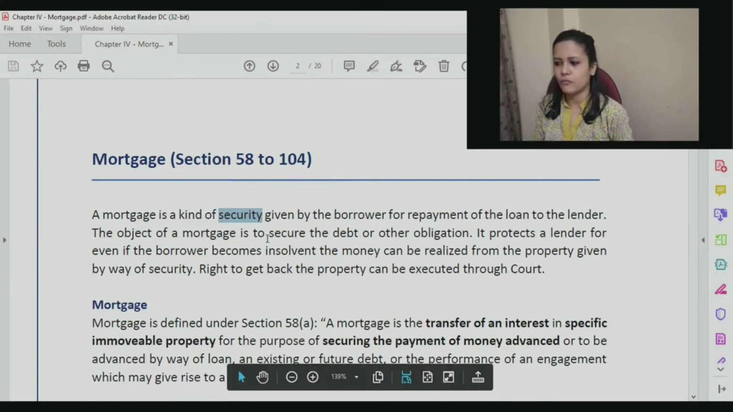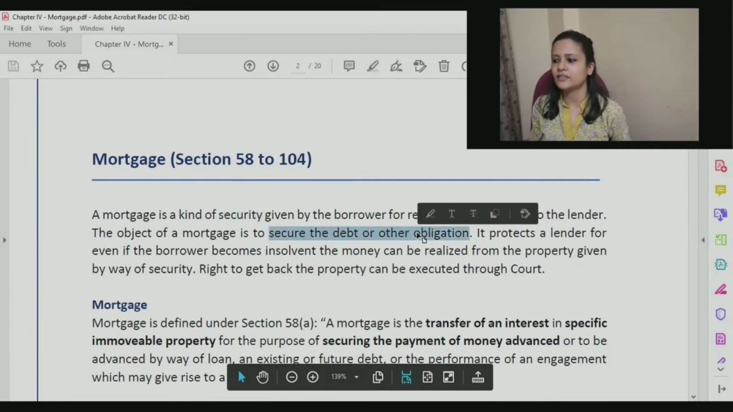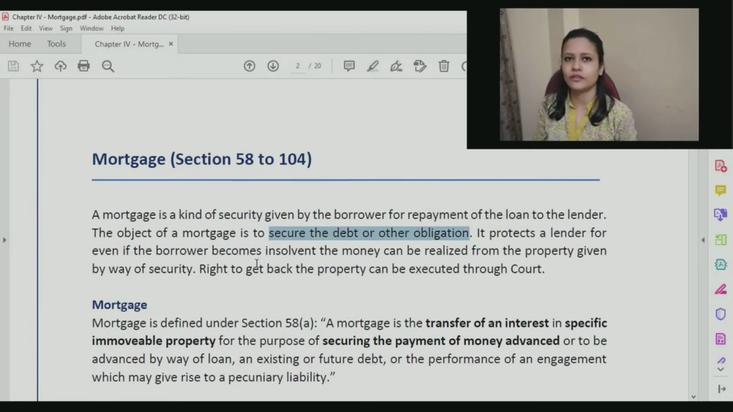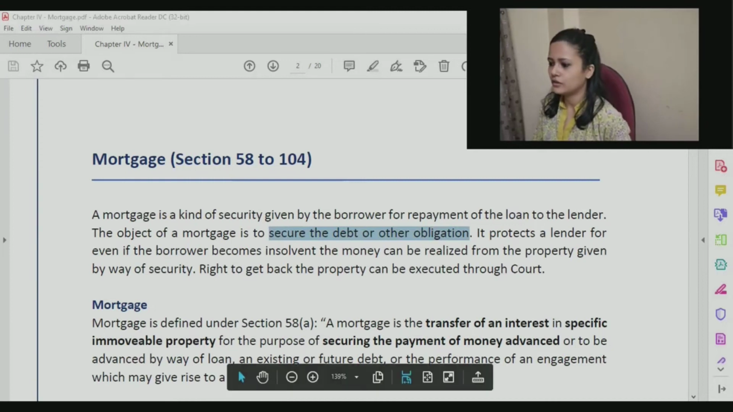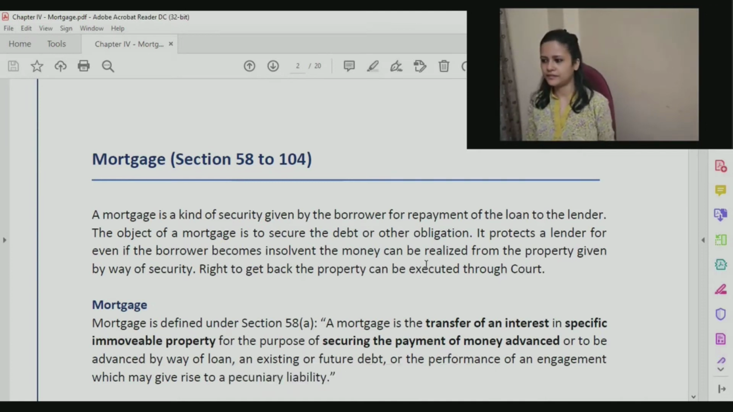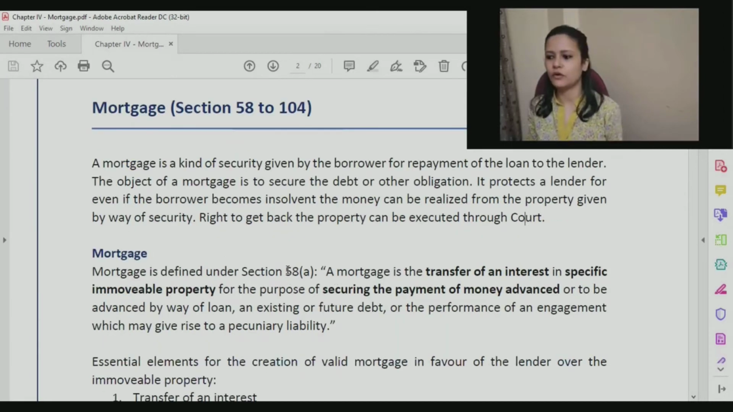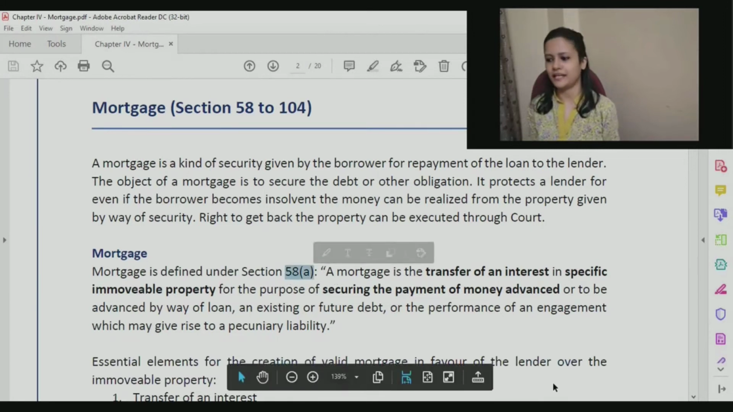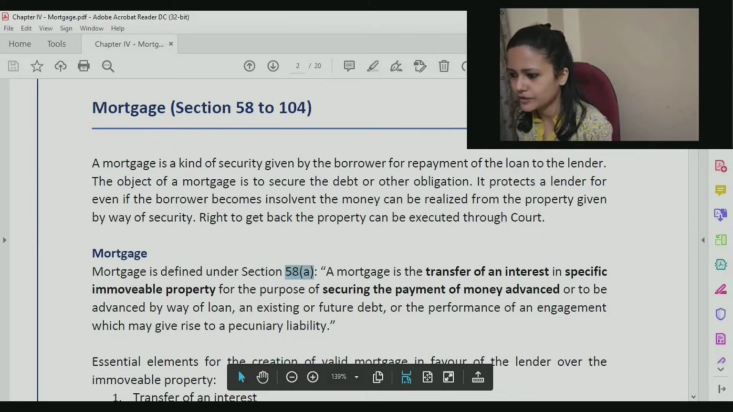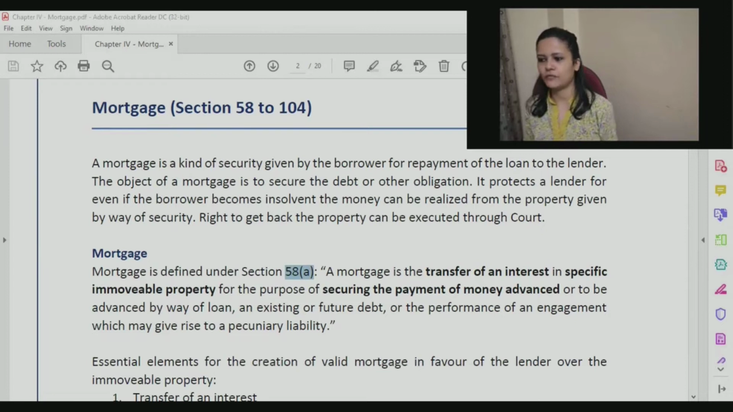So the object of mortgage is definitely to secure the debt or any other obligation that the person is having. It will protect the interest of the lender, and he will also have the surety. In case there is some problem, I have an alternate way to recover the money. So mortgage is a type of security given to the person. And mortgage as such is defined under Section 58 of the Transfer of Property Act. If you have the Bare Act, you can open that as well. Section 58 provides for the definition of mortgage.